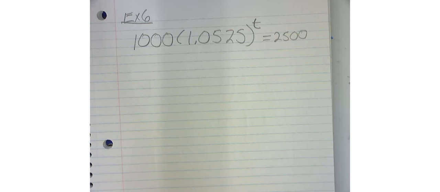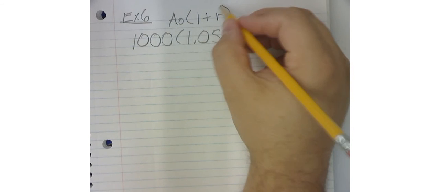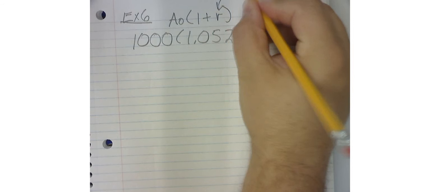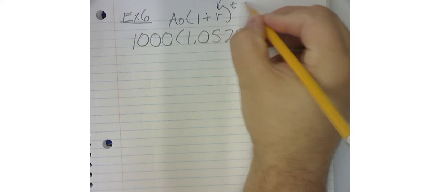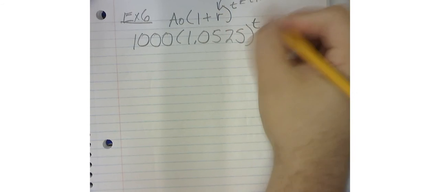So this is where we're applying this property. The initial investment times the quantity 1 plus r, where r is the interest rate, right? Raised to the t, where t is the time, and then that's all a function of time. So in other words, how much time will it be till I get a certain amount of money?